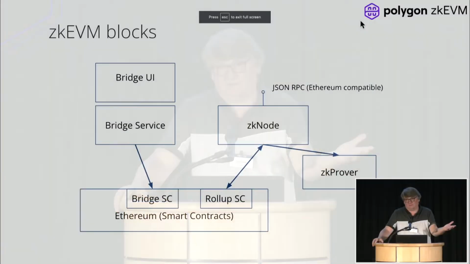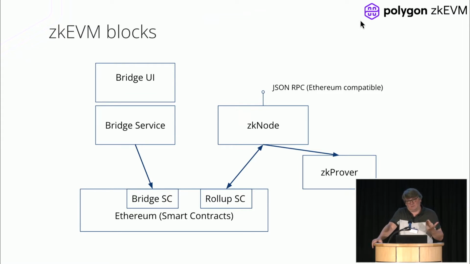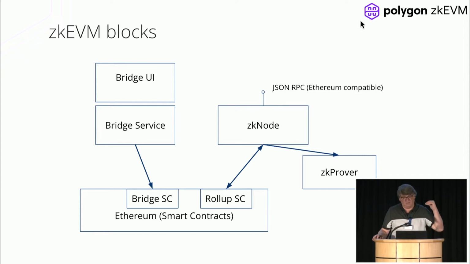I'm not going to explain what a rollup is. What we are trying to build is a ZK-EVM, mainly scaling Ethereum. The rollup has a lot of pieces. We have a node, a bridge, smart contracts, a lot of different pieces. But I'm going to focus very much on the prover part of the L2 of this rollup.